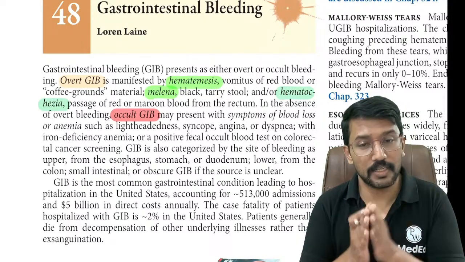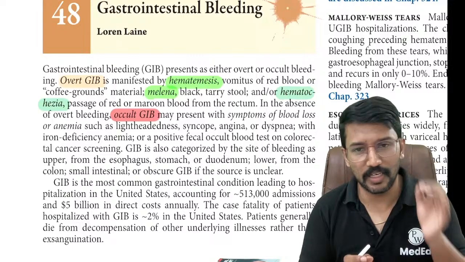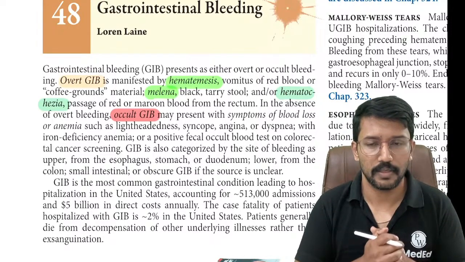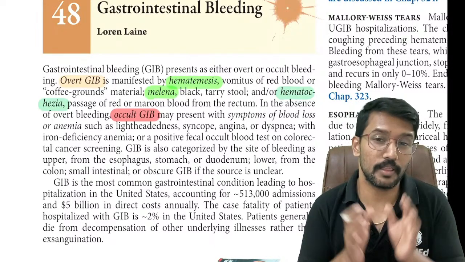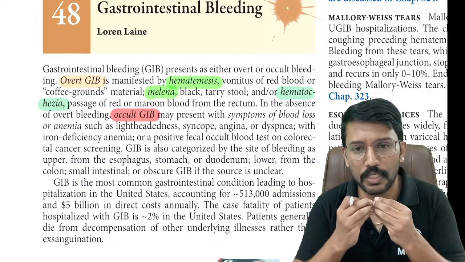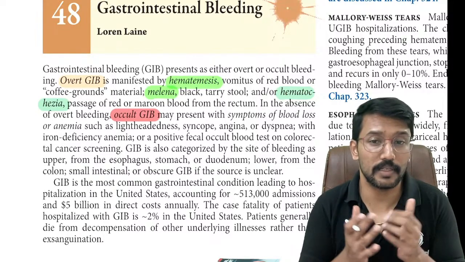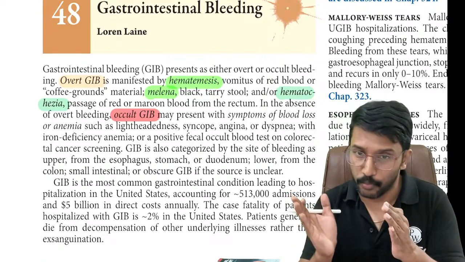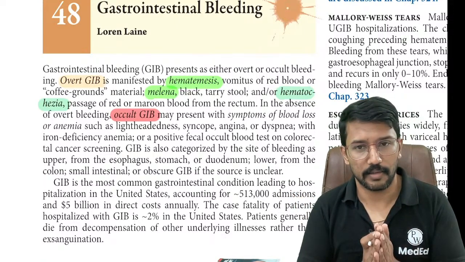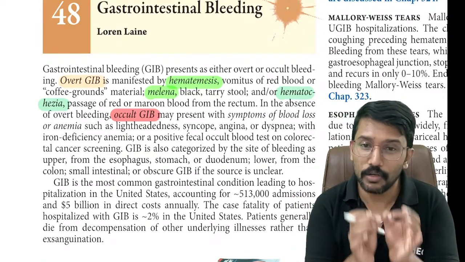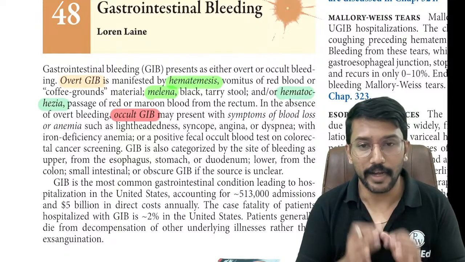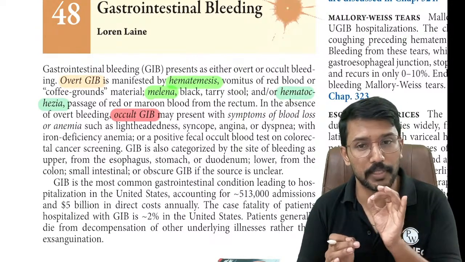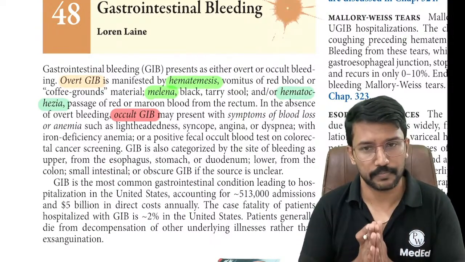If upper and lower GI endoscopy turn out to be normal but still the patient has got a GI bleed, then most likely the source will be in that part of the intestine which is not easily visualized. Which part of the intestine is not easily visualized? Anything distal to the ligament of Treitz and anything proximal to the terminal ileum. Means your jejunum and ileum are not well visualized with the endoscope. So most likely the patient will be bleeding from that site.